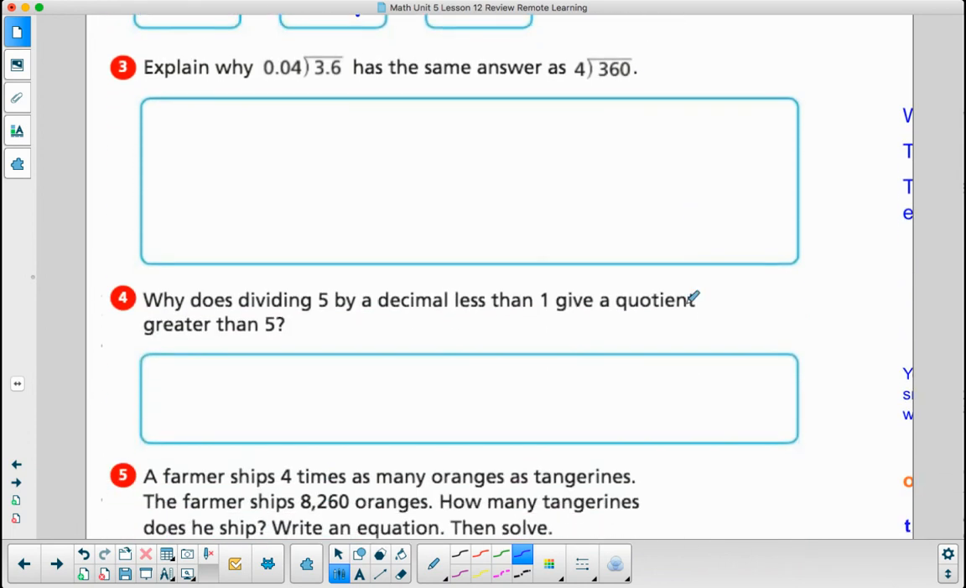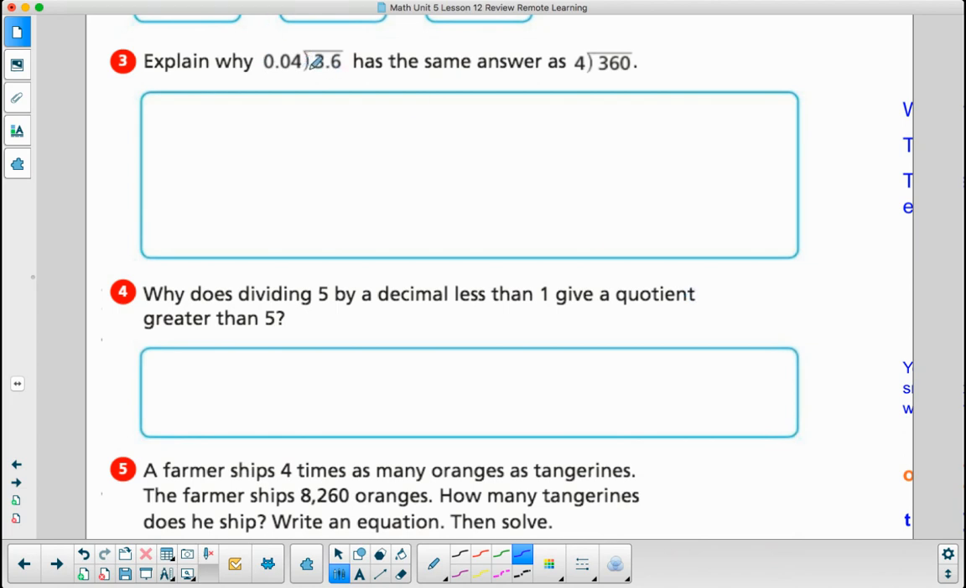Number 3, explain why 3 6/10 divided by 400 has the same answer as 360 divided by 4. And that is because they are equivalent division problems, division expressions. When I multiply my divisor by 100, that shifts it 1, 2, or multiply it by 100, sorry. That shifts it to the left, but I have to multiply my divisor by 100.